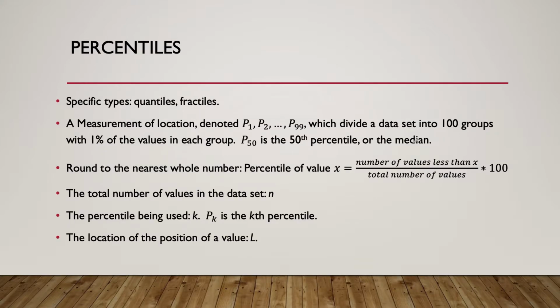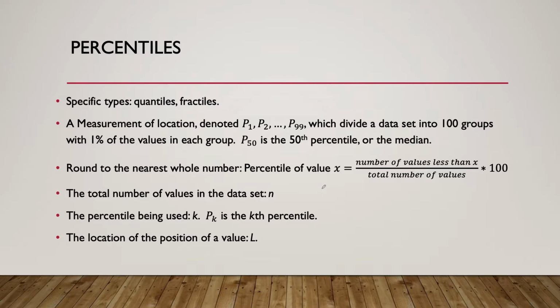Percentiles are the same idea, specific types of quantiles or fractiles. A percentile is a measurement of location denoted by P sub whatever location we want: P sub 1, P sub 2, all the way up to P sub 99, which divide a data set into 100 groups with 1% of the values in each group. So P sub 50 is the 50th percentile, or the median, which we have seen the calculation of already. We would round to the nearest whole number.